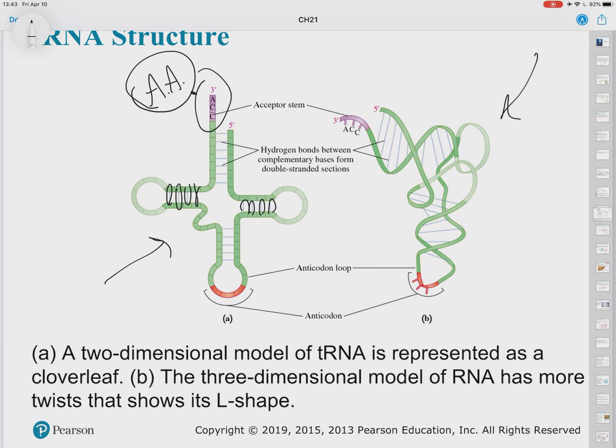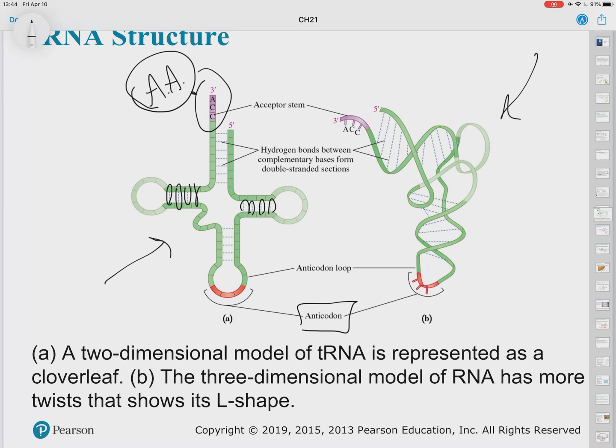Now, the mRNA, the messenger RNA that has the information such as which amino acid goes where and in what order, that's going to communicate to the tRNA via something called the anticodon, this region down here in red.